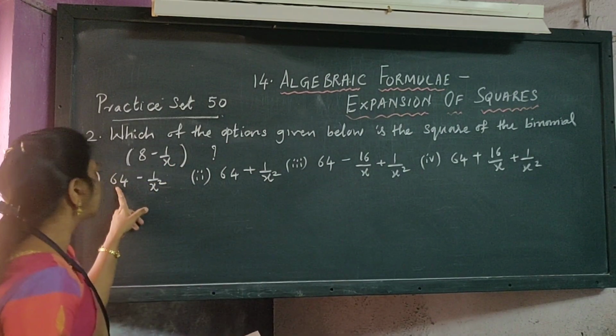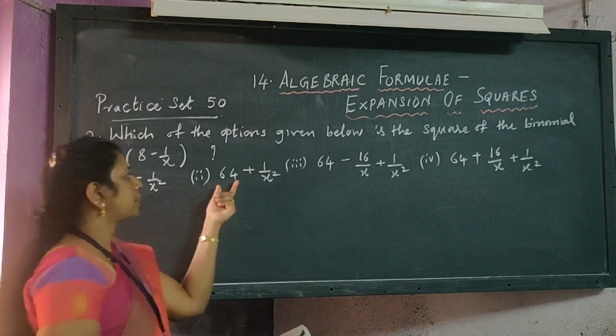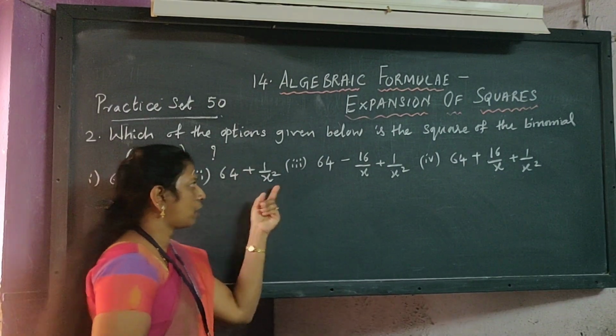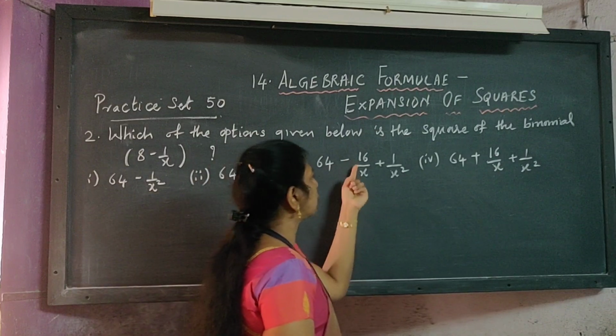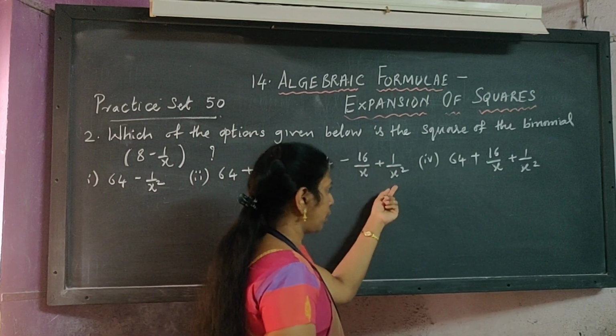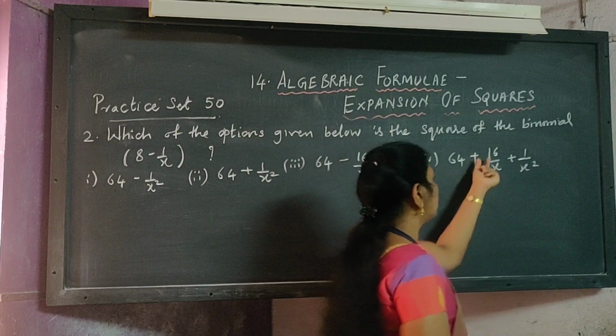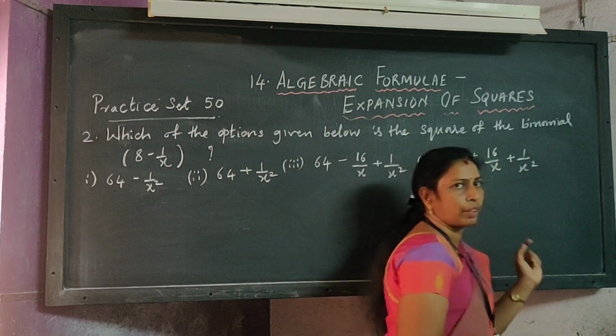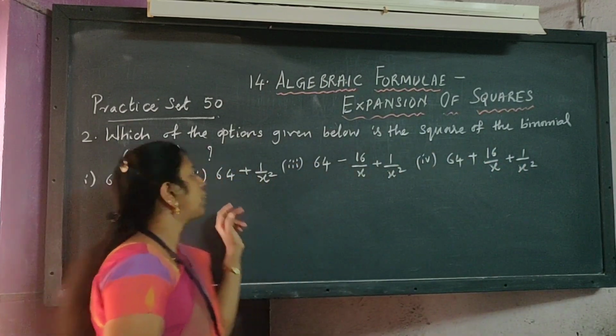The first option is 64 minus 1 upon x square. Second is 64 plus 1 upon x square. Third one is 64 minus 16 upon x plus 1 upon x square. Fourth one is 64 plus 16 upon x plus 1 upon x square. Four options are given, so first we will expand this.